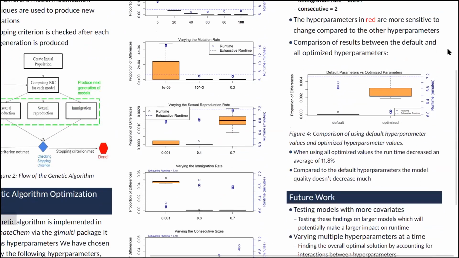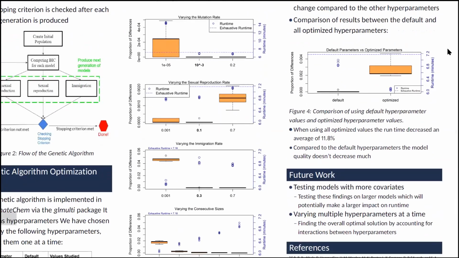And so here is a comparison of results between the default and all optimized hyperparameters. In Figure 4, we can see the comparison of user default hyperparameter values and optimized hyperparameter values. As we can see, the runtime has decreased by roughly 11.8%. And compared to the default hyperparameters, the model quality doesn't decrease much, which is really good. It ranges from roughly 0.2% to 0.4% difference.